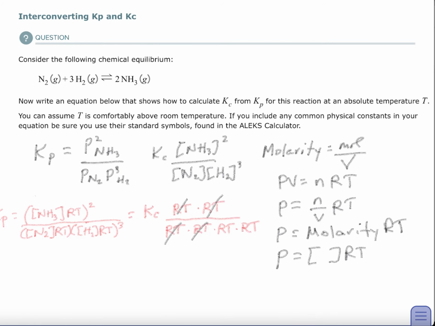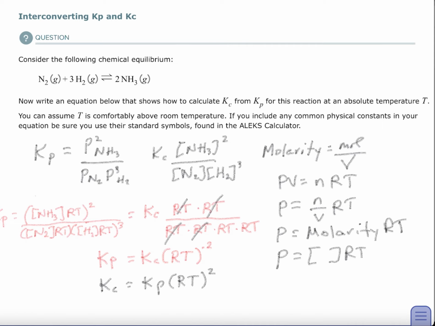Okay, so I've got RT squared, so RT times RT, because the NH3 is part of the Kc. I've just pulled it out, and then I've got 1 RT from the nitrogen and 3 RTs from the hydrogen. So I have 4 on the bottom. 2 of them cancel top and bottom, leaving you RT to the negative 2 power. Okay. So K sub P is going to be K sub C times RT to the negative 2 power. And you're asked to come up with K sub C. It says, now write an equation below that shows how to calculate K sub C. So all you're going to do is rewrite it solving for K sub C.